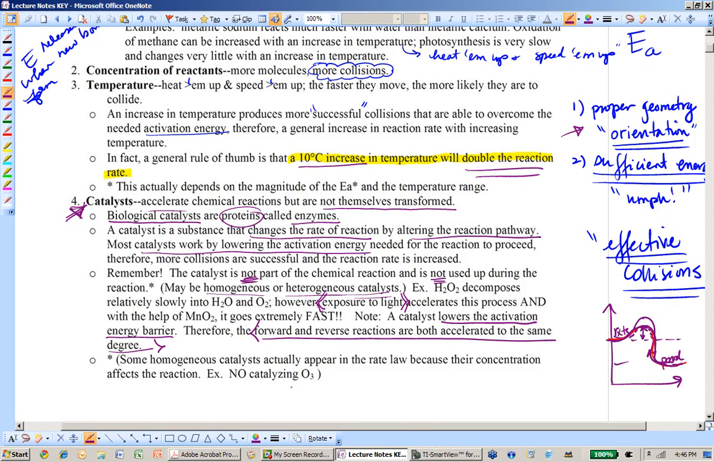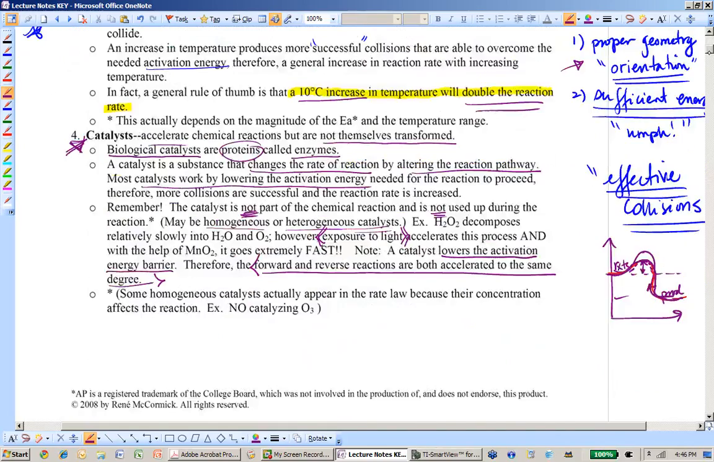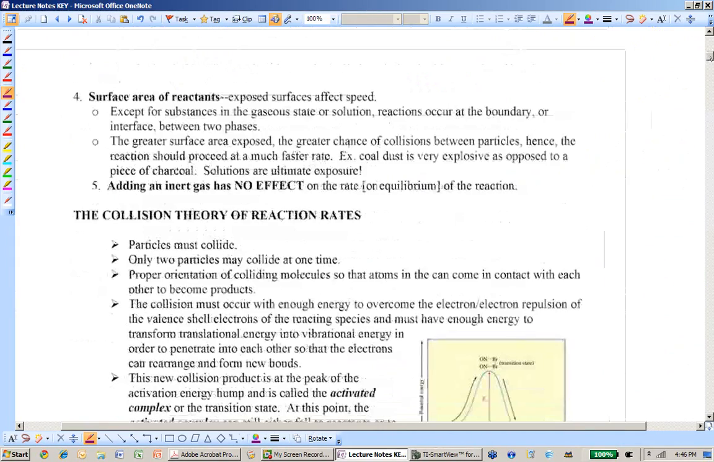So some homogeneous catalysts actually appear in the rate law because their concentration affects the reaction. And so you're going to see that when we start writing rate law expressions. The surface area of the reactants. This is the common sense one for you. Temperature and surface area are the two most common sense methods.